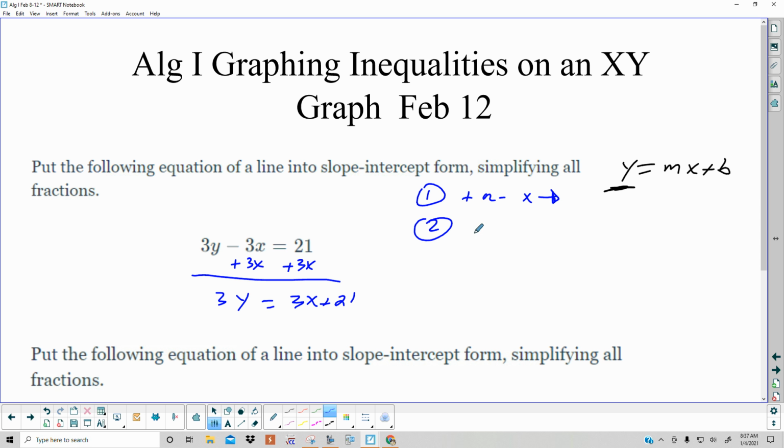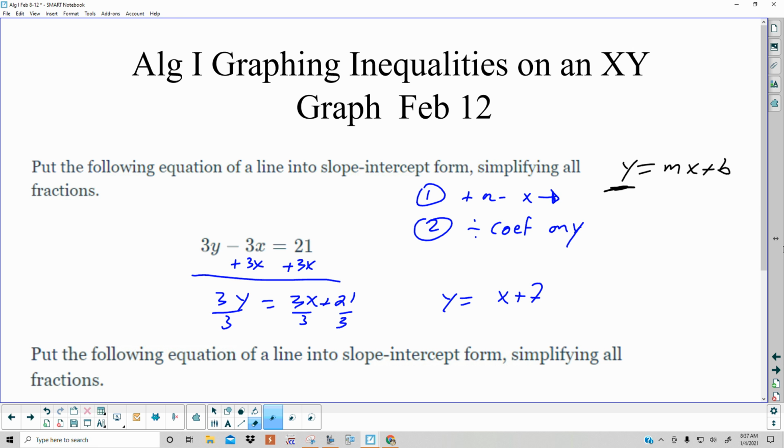Second step you're always going to do is divide the coefficient on y. So I'm going to divide out the 3 to everything. So you get y is equal to 1x plus 7. If you don't want to write the 1, that's okay too.